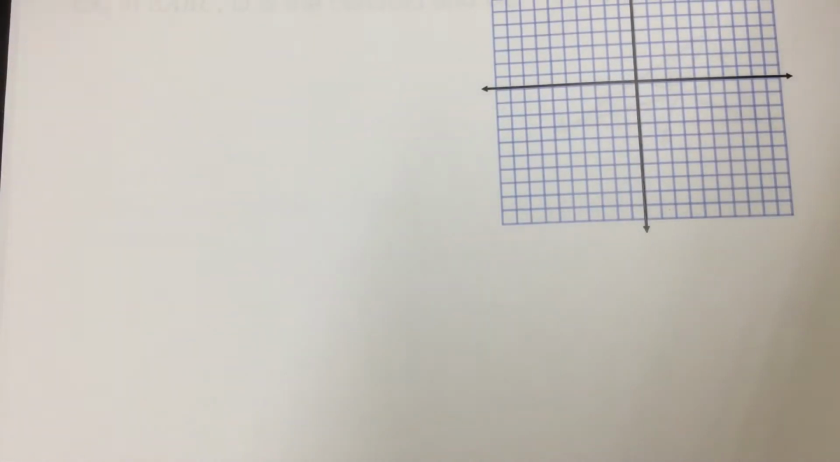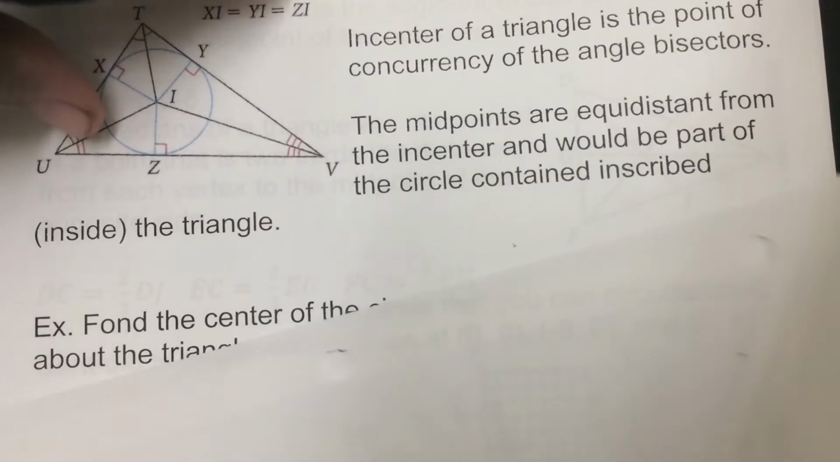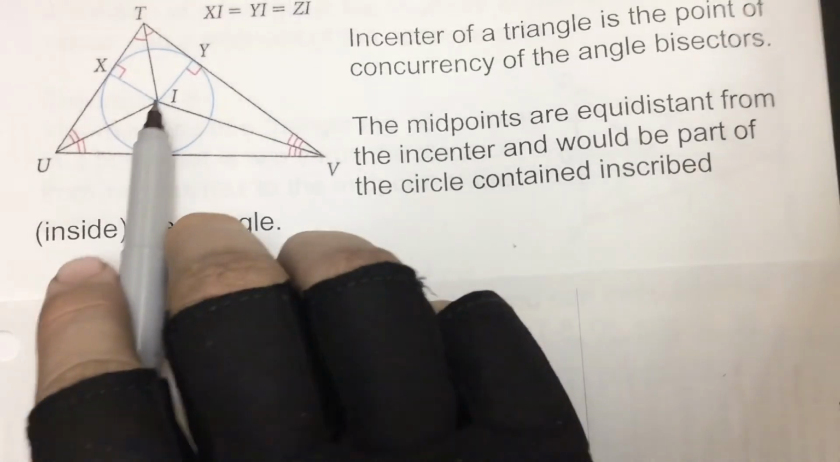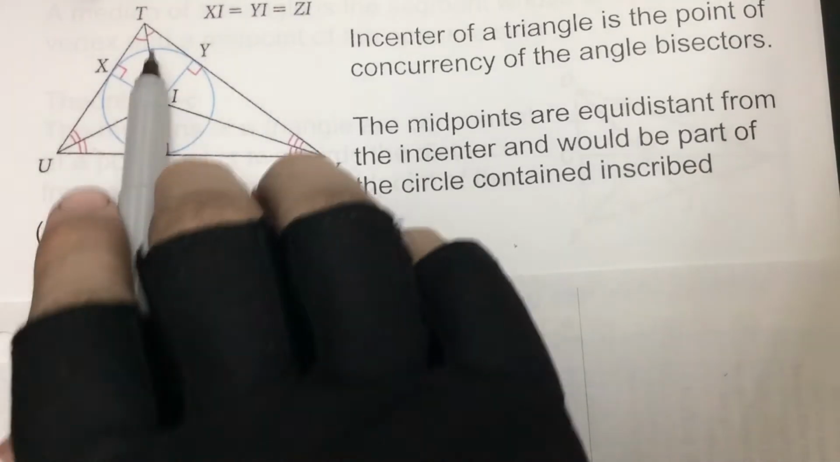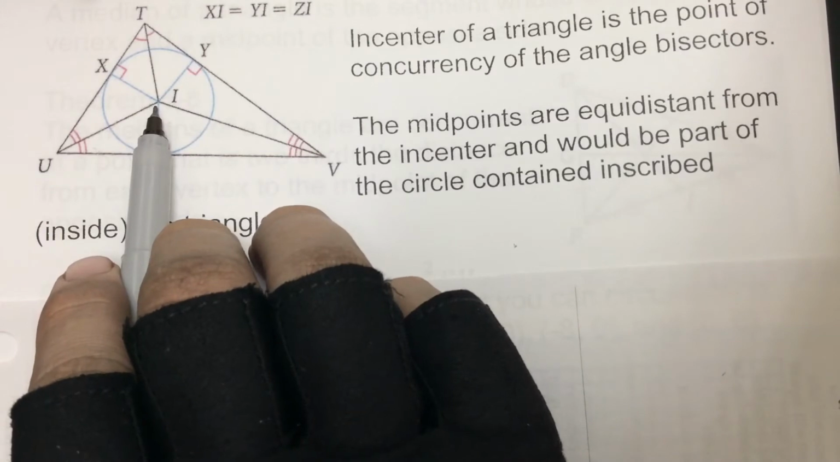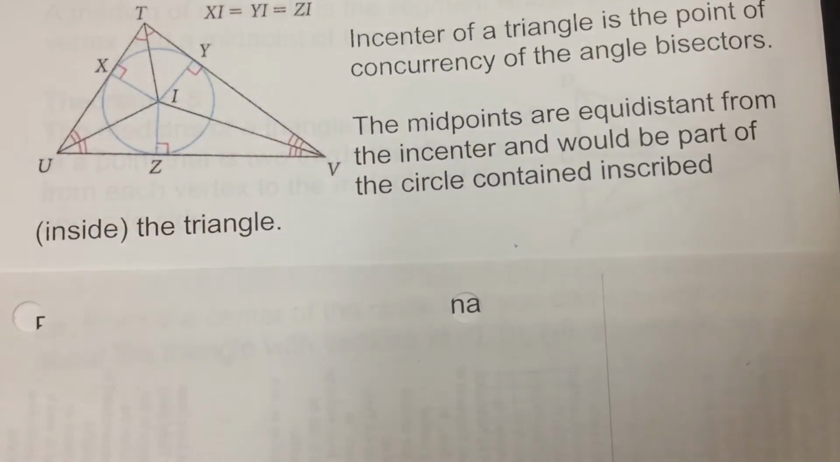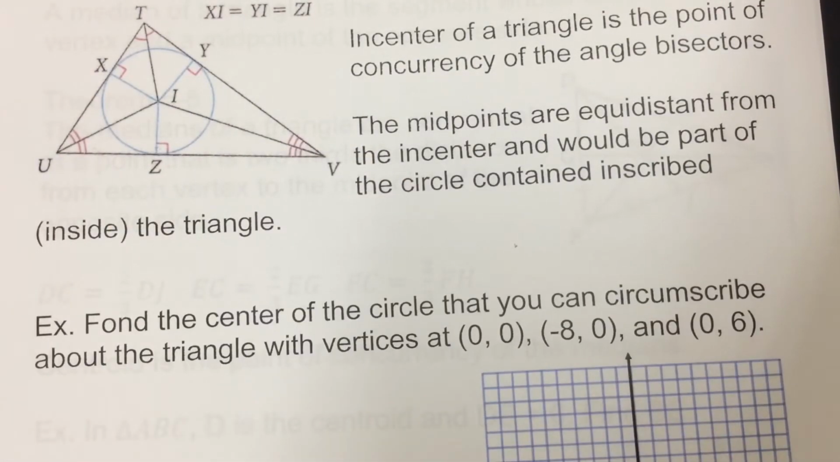The other side of this is we have the incenter, which is the point inside of the triangle where the angle bisectors all come together. So right here where the angle bisectors all come together is the incenter, and it would be equidistant to the sides of the triangle, so we can draw a circle that would be inscribed in the triangle.